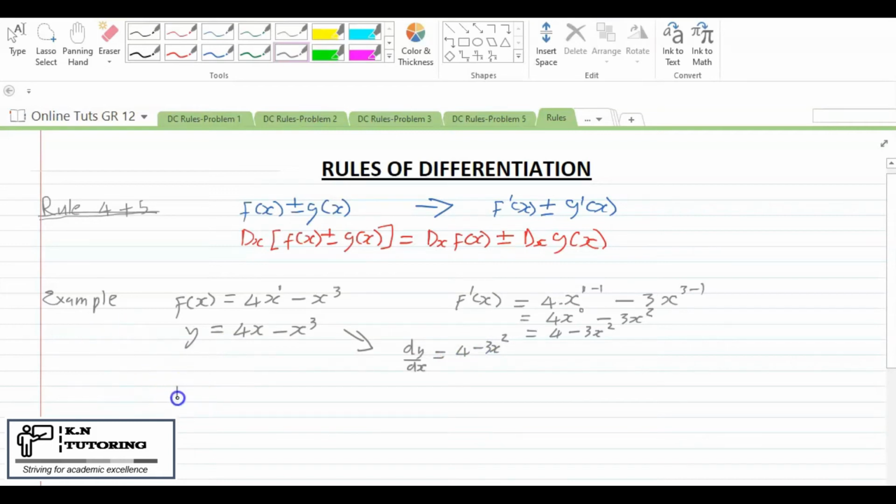But if it was the other notation, f(x) equals 4x minus x cubed, then for the answer you just write equals, and then you do all those steps until you get to an answer of 4 minus 3x squared. I'm not going to repeat the steps because I've already shown you the steps here.